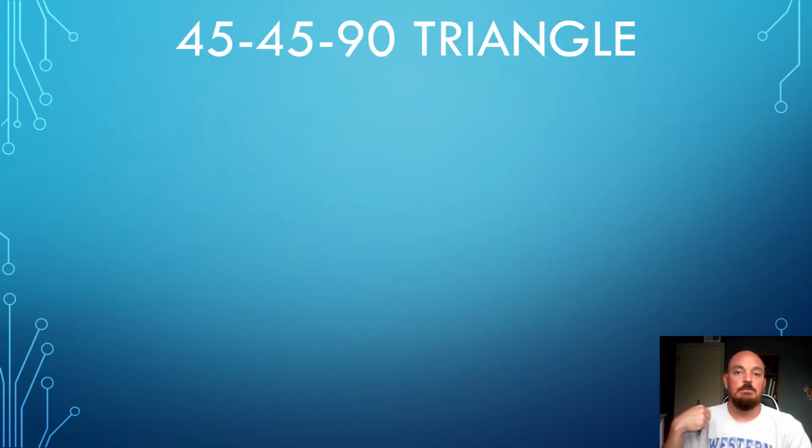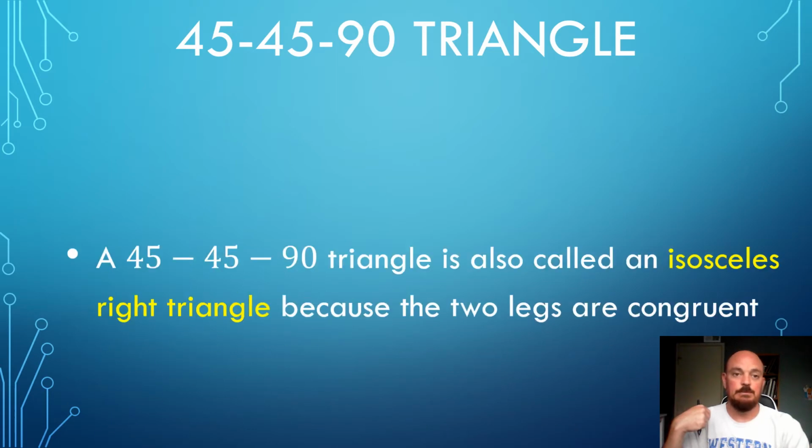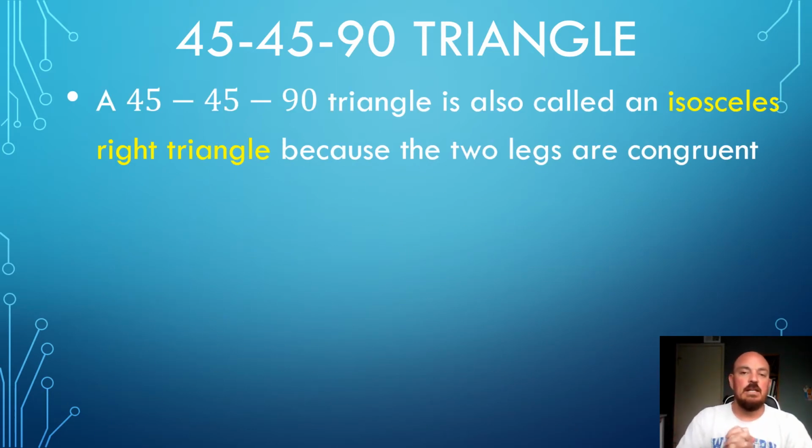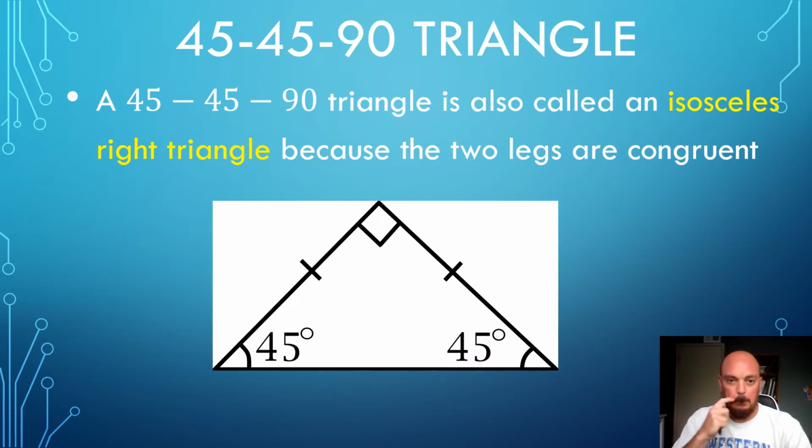So we'll go one at a time. Let's start with the 45-45-90. Now, another name for a 45-45-90 right triangle is an isosceles right triangle, and that's because the two legs are congruent.